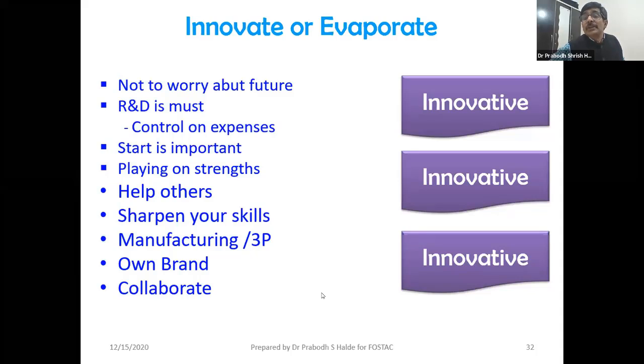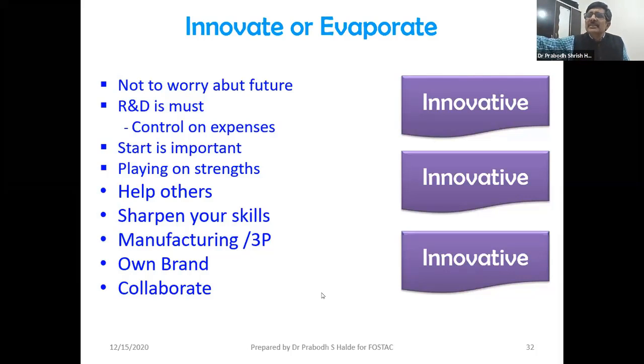Start is important. It is not about when to start. Play on your strength. In the pandemic, we have learned one thing: you are not alone. You are with the team. Help each other, trust each other, grow together. Sharpen your skills. If you are good at writing, sharpen that writing skill. You should become a Sachin Tendulkar of your area. Every student, God has given you something. Identify that thing. Do not copy from somebody.